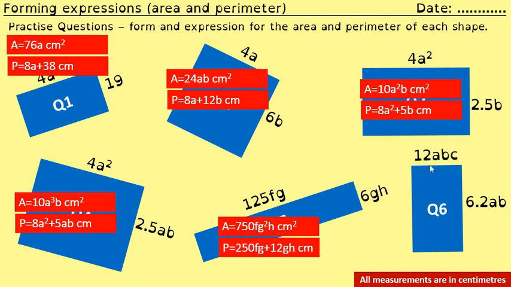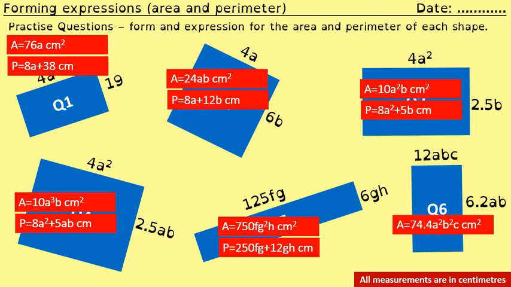And then question 6, we're going to be doing 12 ABC multiplied by 6.2 AB. So we need to be careful with our decimal multiplication, make sure we do that correctly. And then we've got A times by A, which will give an A squared term, and B times by B, which will give a B squared term. And then C is just multiplied by all of this. So we get 74.4 A squared, B squared, C.